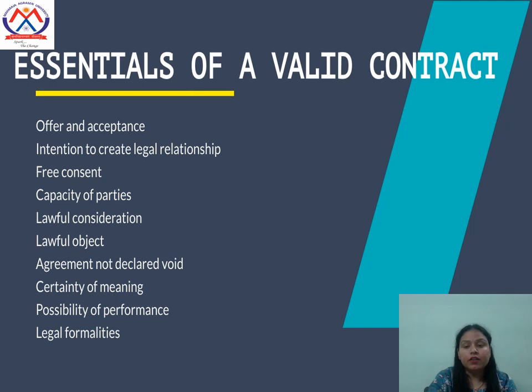There are a number of legal formalities that have to be performed. In certain cases the document has to be stamped and registered. When it is mandatory to get it registered or the contract should be in writing, the required formalities have to be fulfilled in order to complete that particular contract. So these are the important essential elements of a valid contract which make an agreement a contract.